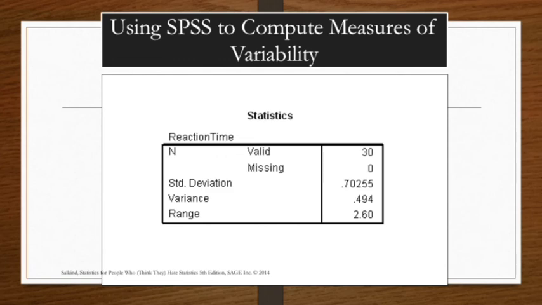What you're seeing here is that you've got a sample of 30, right? No missing people. And then the standard deviation for this sample is 0.70, rounded off. The variance is 0.494, so 0.49 rounded off, and you'll notice that those are squares of each other. And then the range is 2.6, meaning the distance from the highest to the lowest is 2.6.